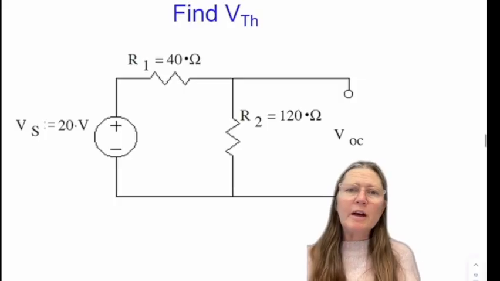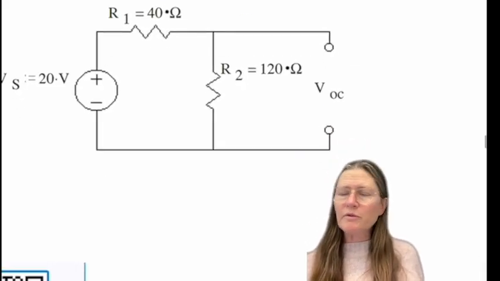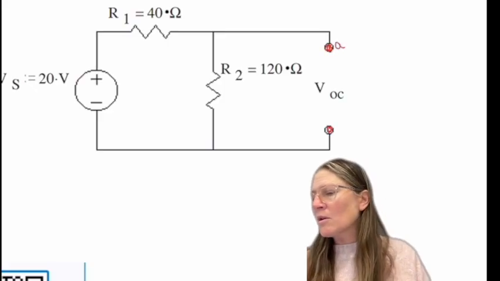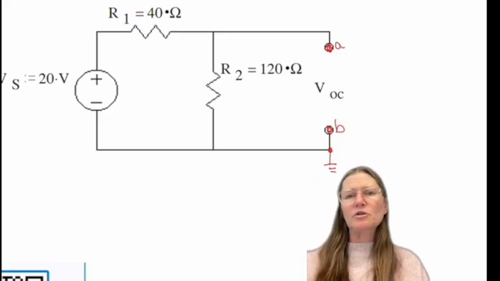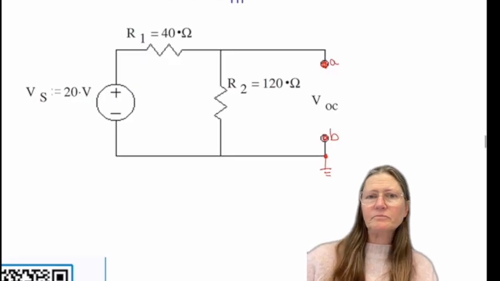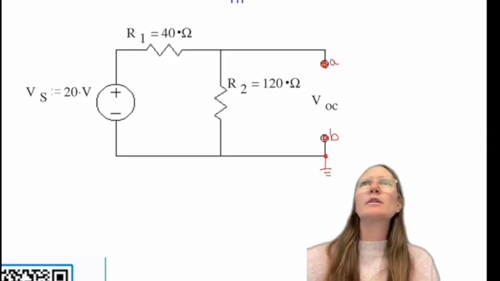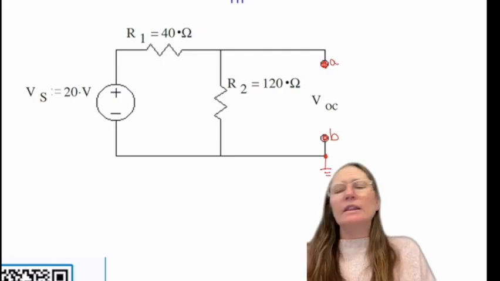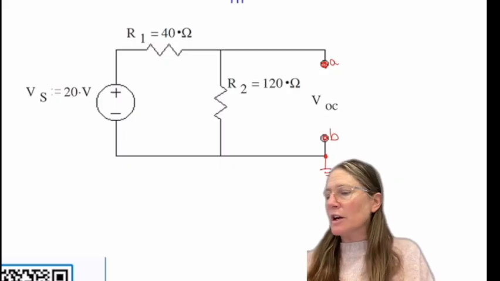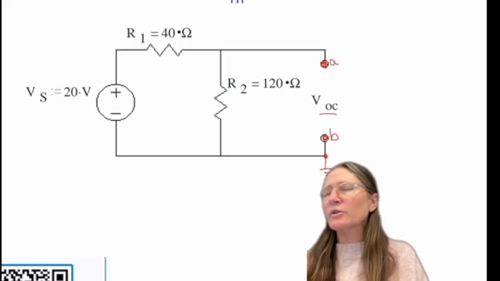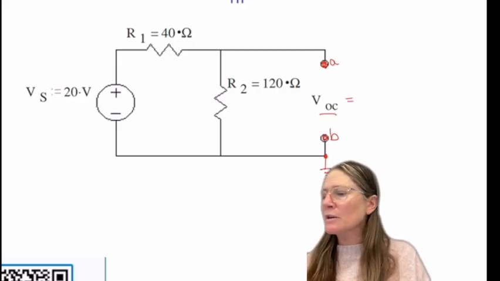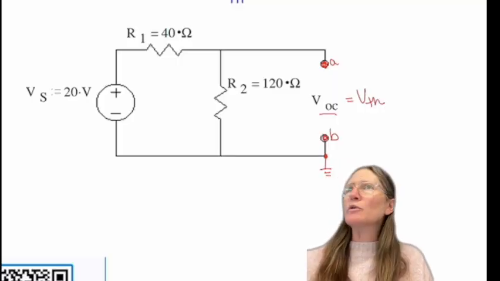So to find that voltage, when we remove the load, if the node is not already labeled, we're going to put ground on the bottom to make it easier. And then we are going to find what's called the open circuit voltage between A and B. And that will be our Thevenin voltage, VTH.